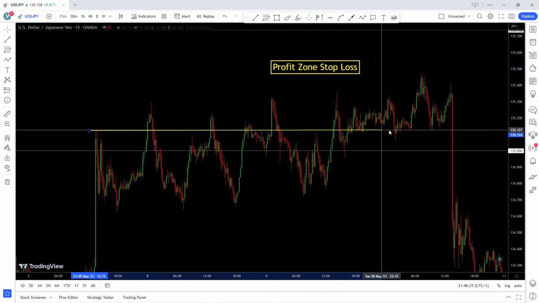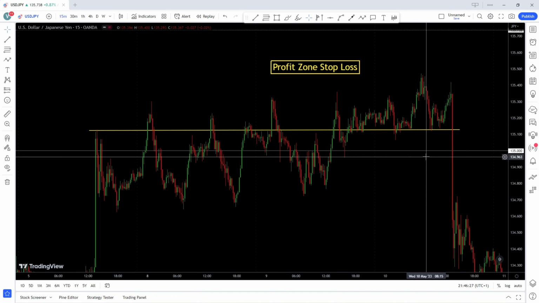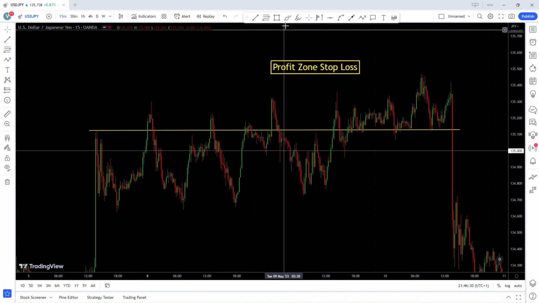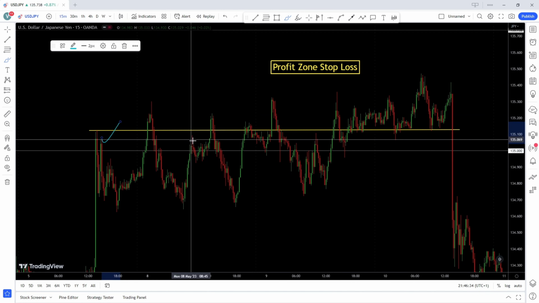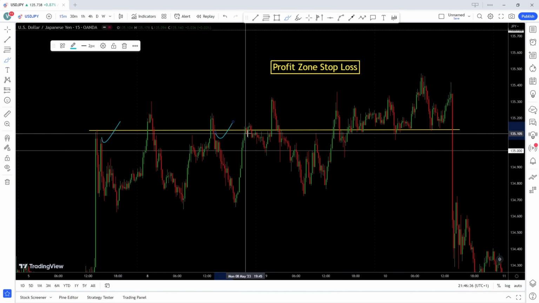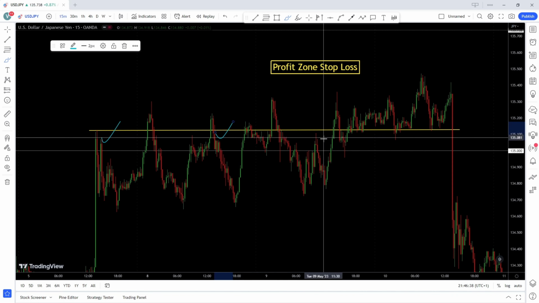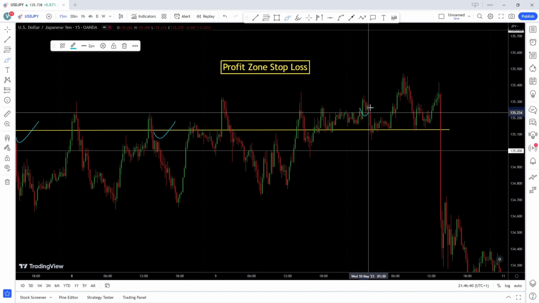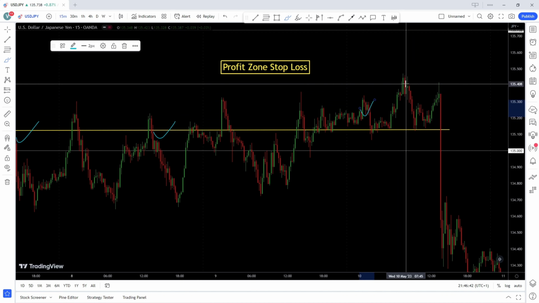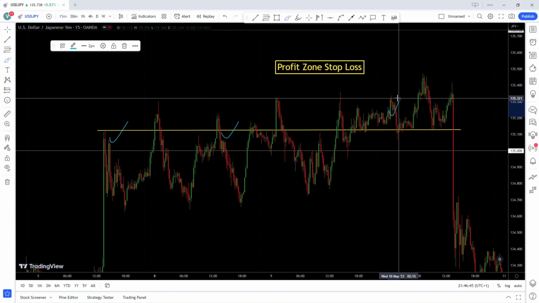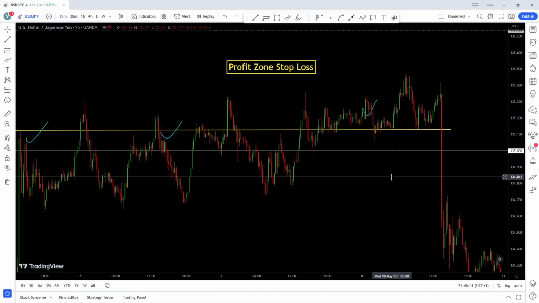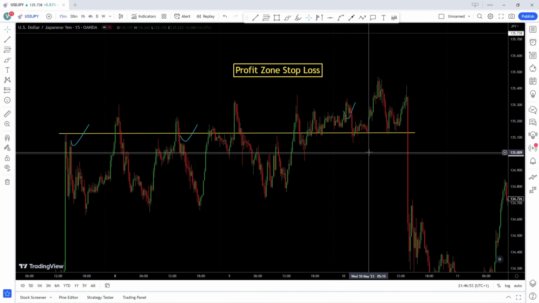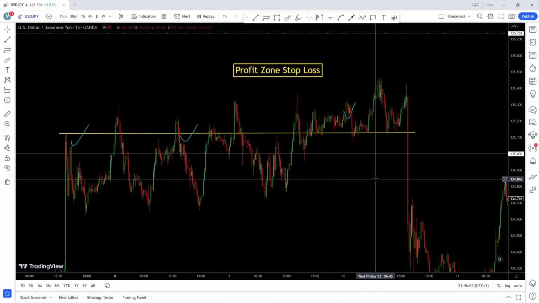So we can even extend this. You can see quite often, for example, if you took a setup here, this here would have stopped you out. If you took here, this here would have stopped you out. If you took a trade here, this liquidity grab here would have stopped you out. And with using the profit zone stop loss, you can actually win a lot of these trades and also profit from the stop loss.